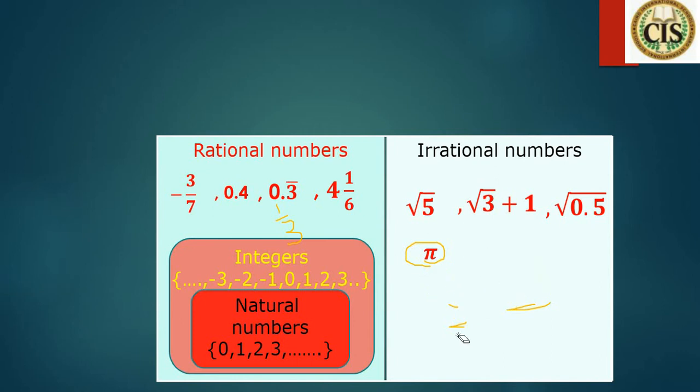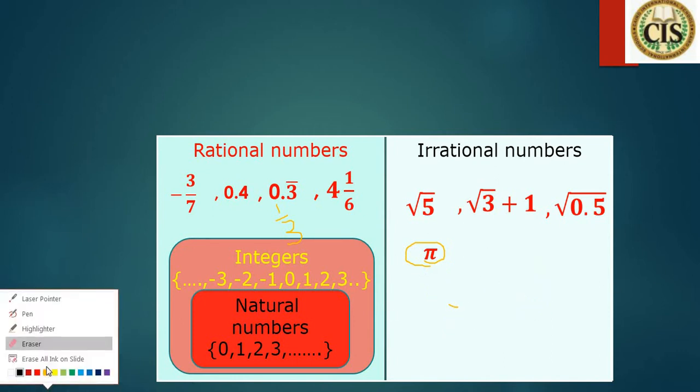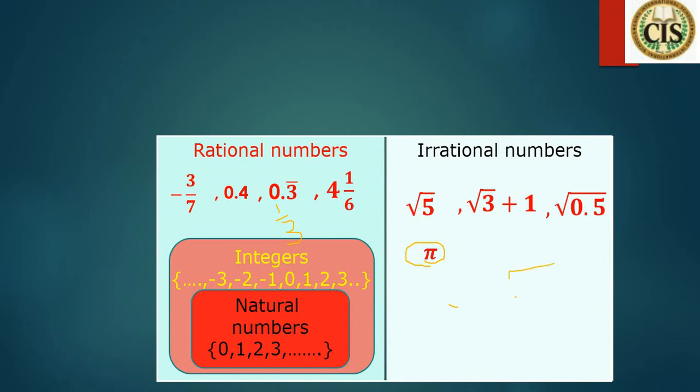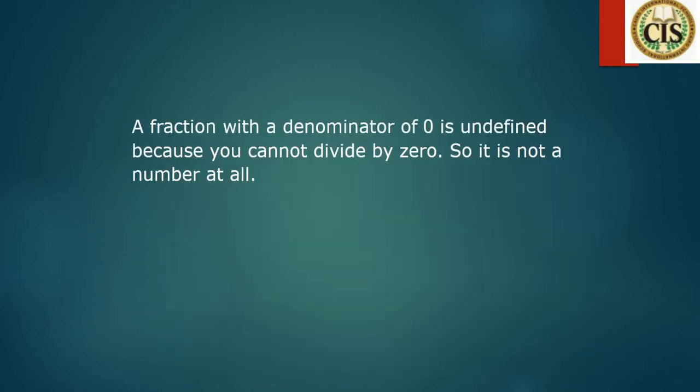And like what? Cube root of 3, cube root of 5, and so on. These are irrational numbers. A fraction with a denominator of 0 is undefined because you cannot divide by 0. So it is not a number at all. You can try it on your calculator. Write 5/0. It will give us a math error because the denominator is 0.